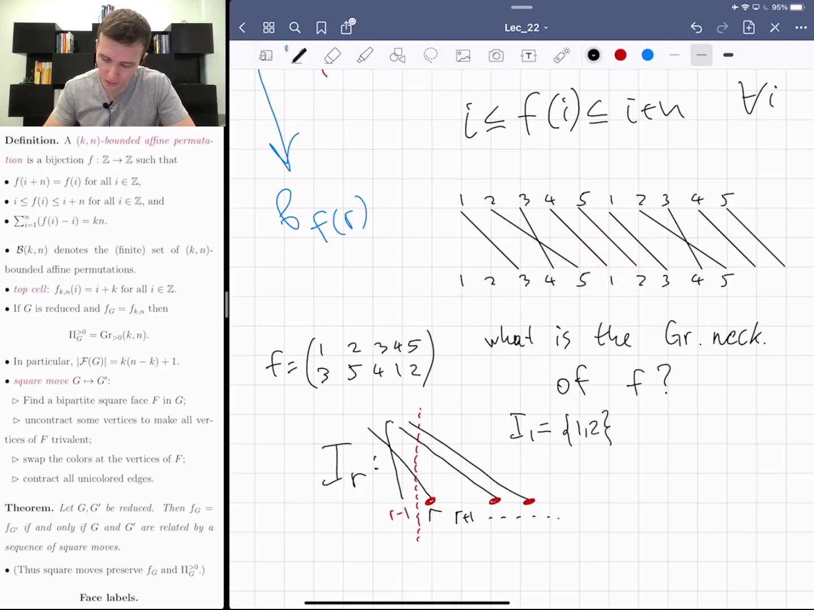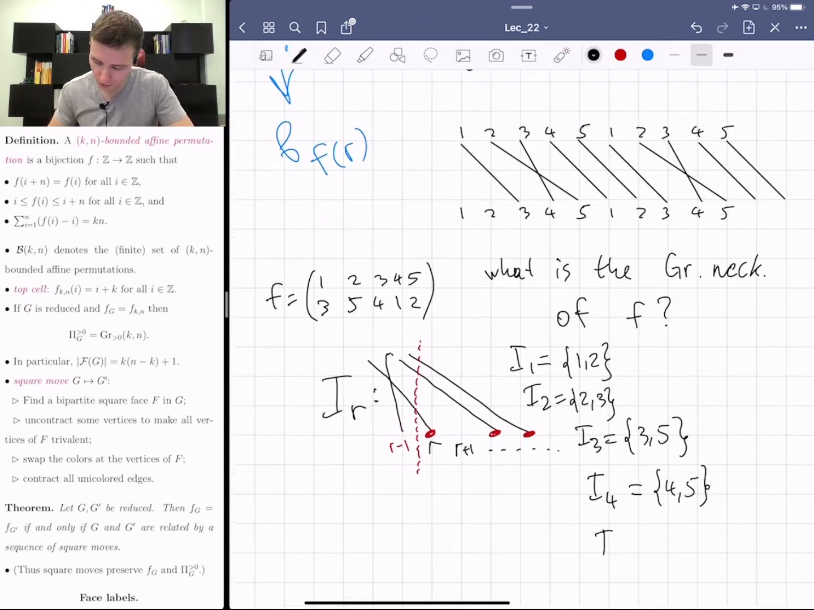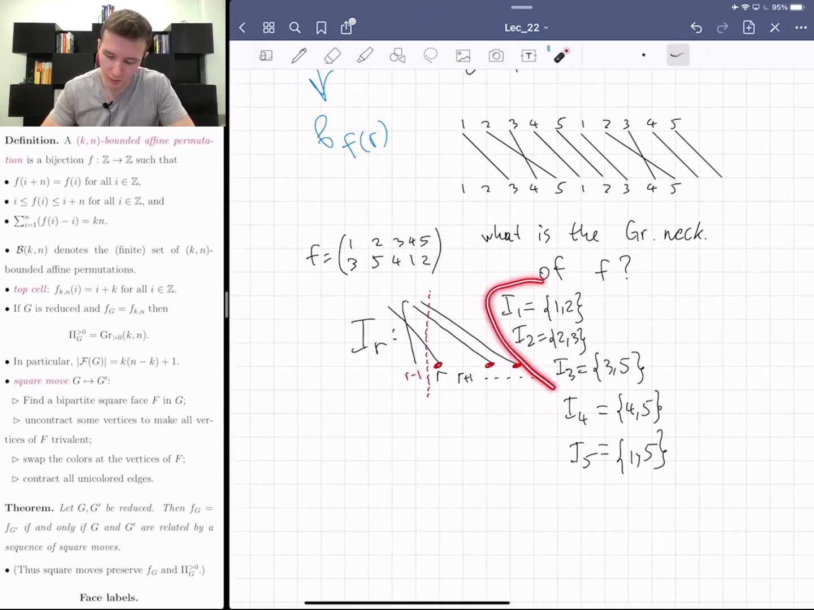I_1 is {1, 2}. And for I_2 I get {2, 3}. I_3 is, what is I_3? {3, 5}. Okay. And I_4 is, I guess, {4, 5}, and I_5 is finally {1, 5}. Yeah, so these are going to be the boundary labels of your Plabic graph corresponding to f.